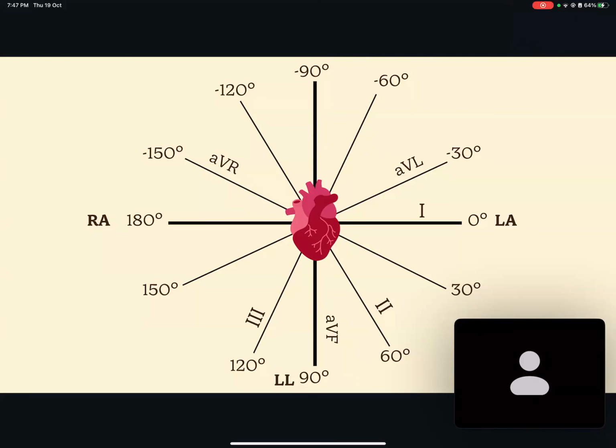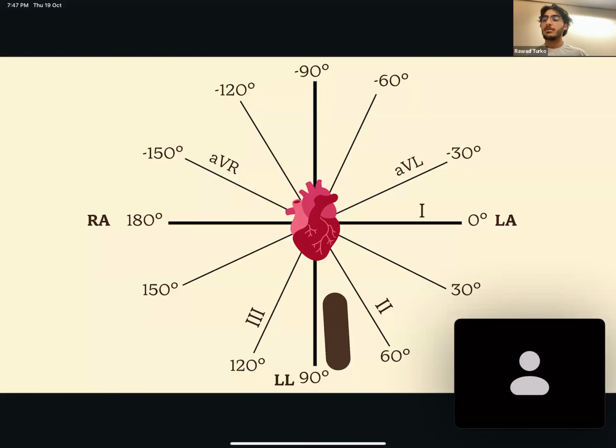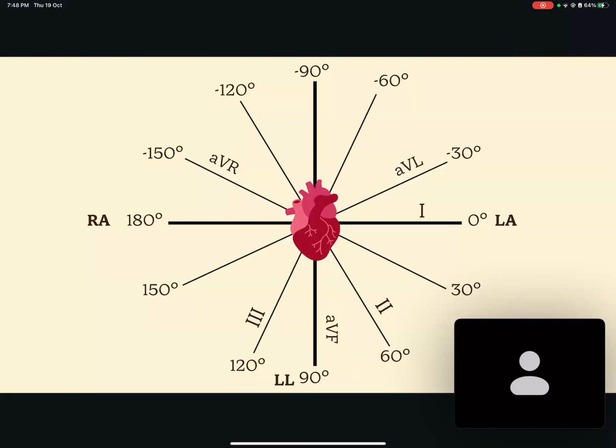Yes. I understood the augmented leads, but then how are leads 1, 2, and 3 at 0, 60, and 120? Because earlier we mentioned that when we draw a resultant vector from the right arm and the left leg, basically we look at the right ventricle. So shouldn't it be like 150?